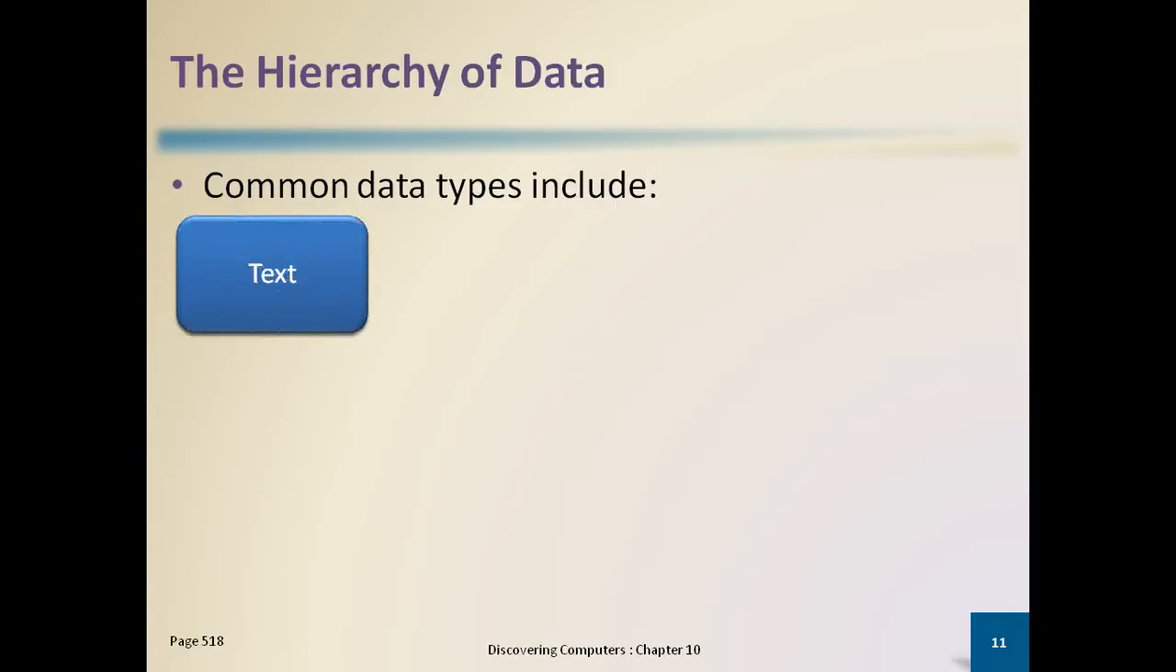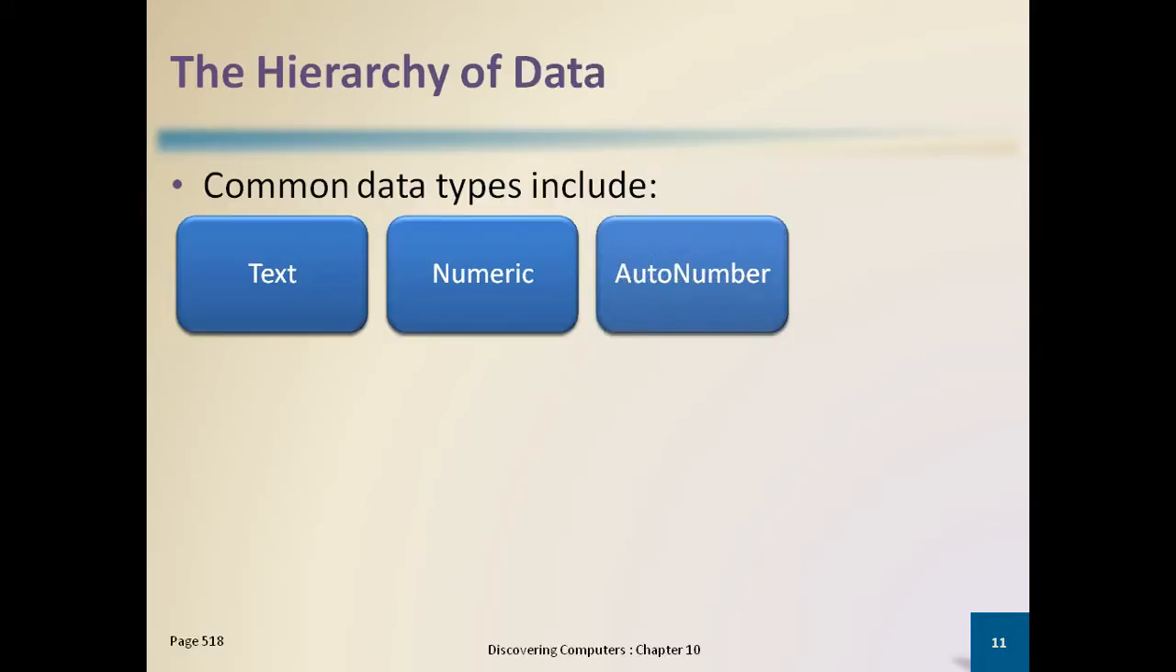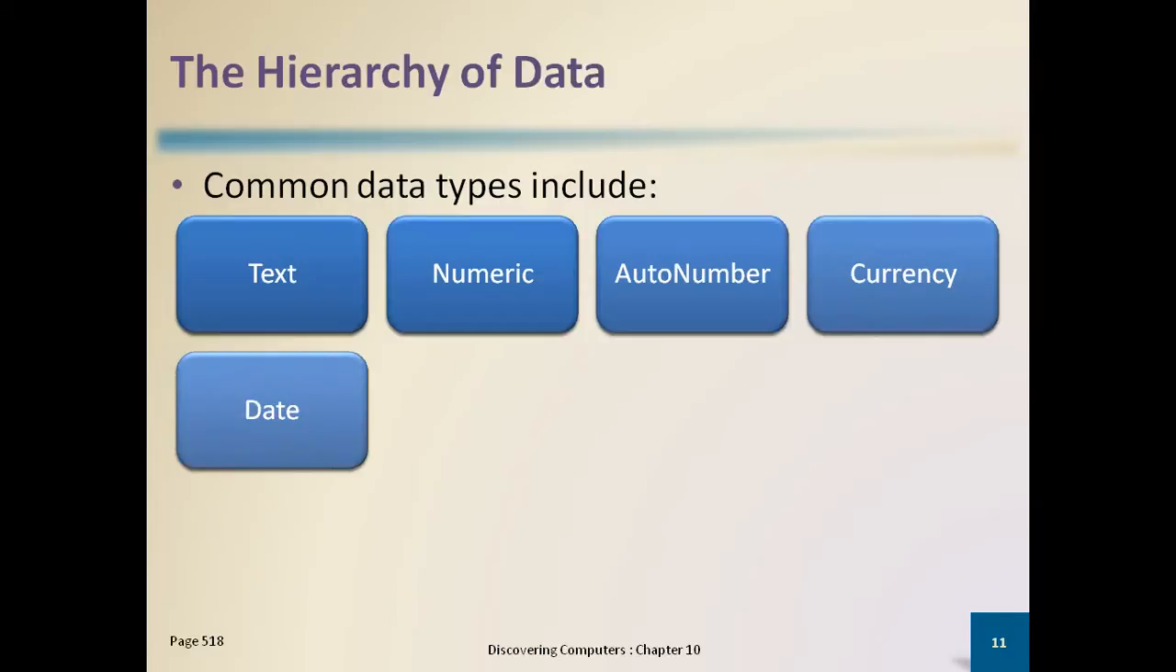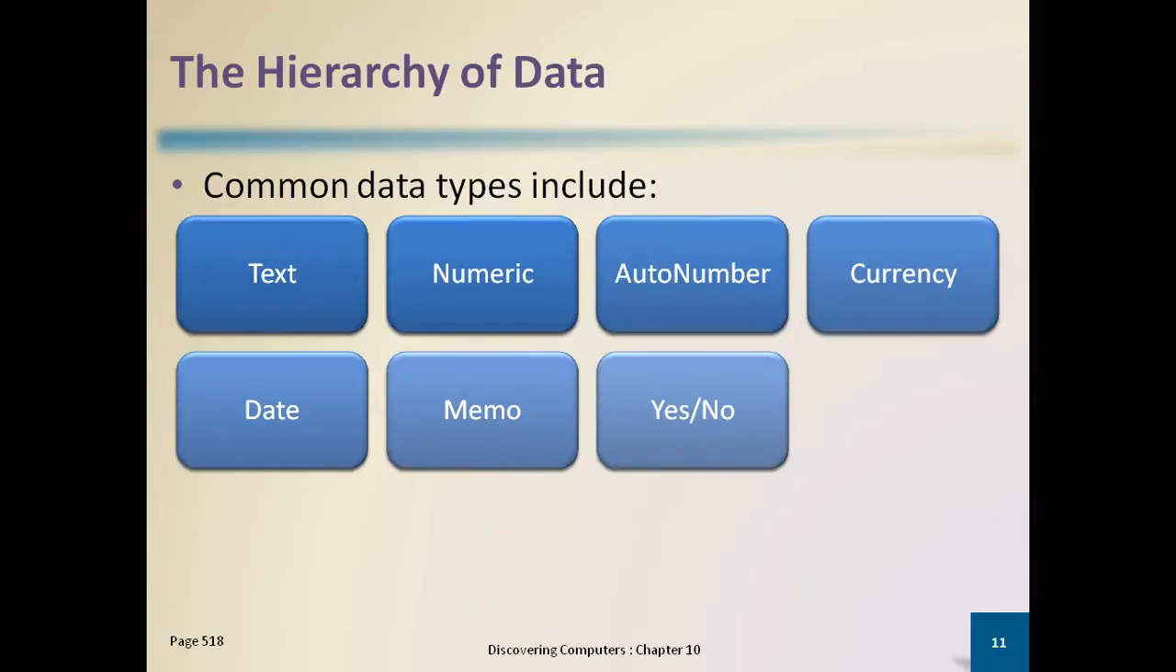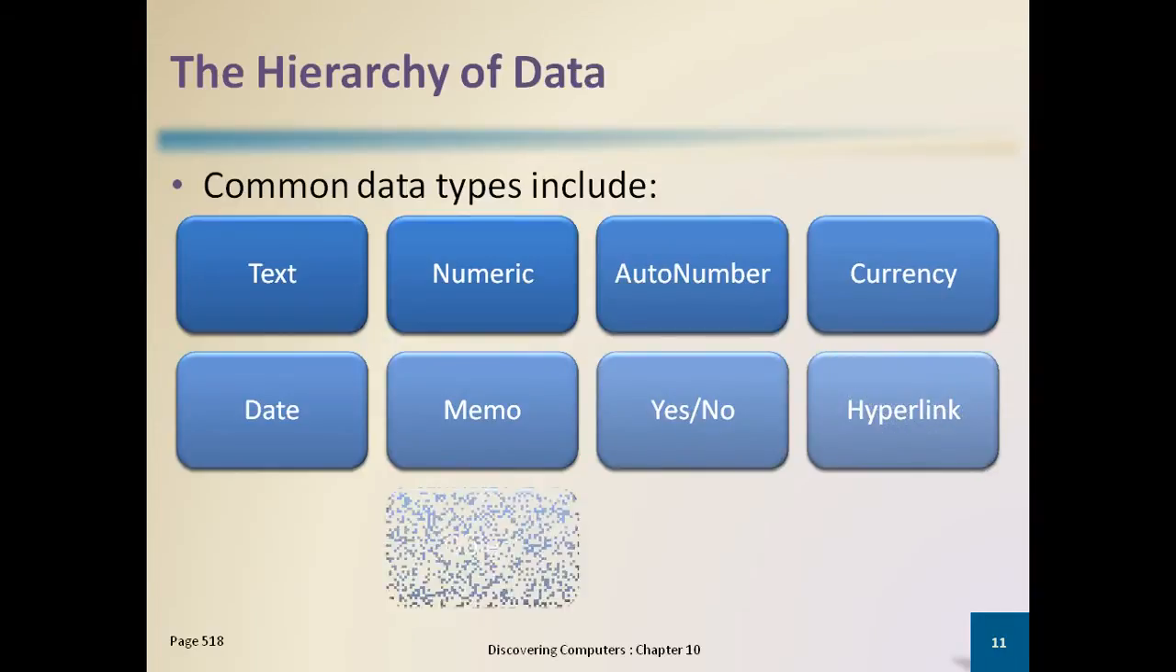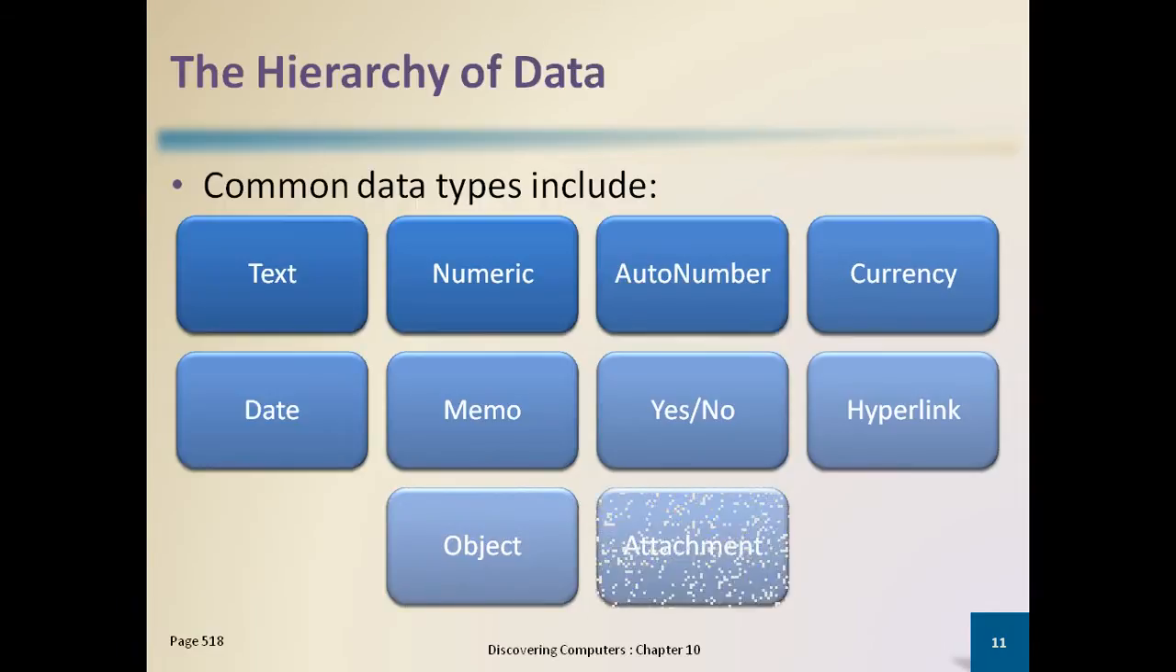Common data types include text, numeric, auto number, currency, date, memo, yes or no, hyperlink, object, and attachment. Jadi, common data type include itu ada teks, ada number, ada date, memo, hyperlink, object, ya. Itu tipe include-nya.